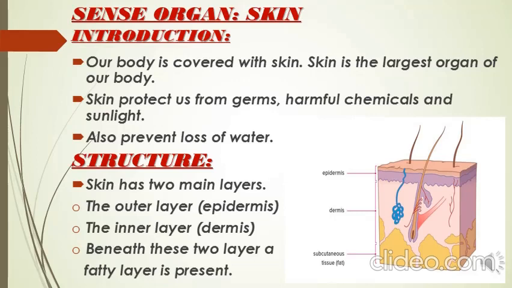Okay, now what is the structure of skin? When you look at a cross section of skin, you can see two types of layers basically. The first layer is the outer layer, which is also called the epidermis, and next is the inner layer, which is also called the dermis. Beneath these two layers, we have a fatty layer on the lower side, and this fatty layer acts as an insulation. It prevents the loss of water and maintains your body temperature.